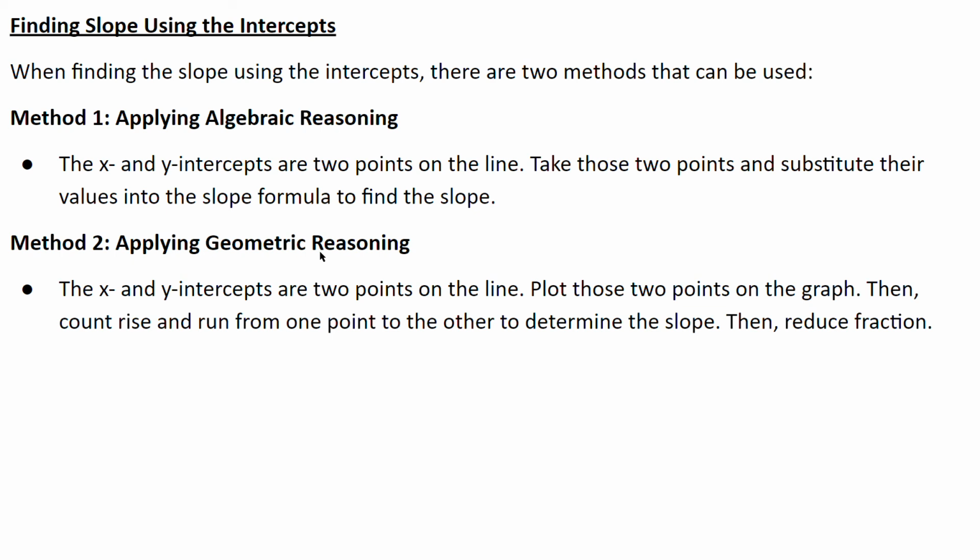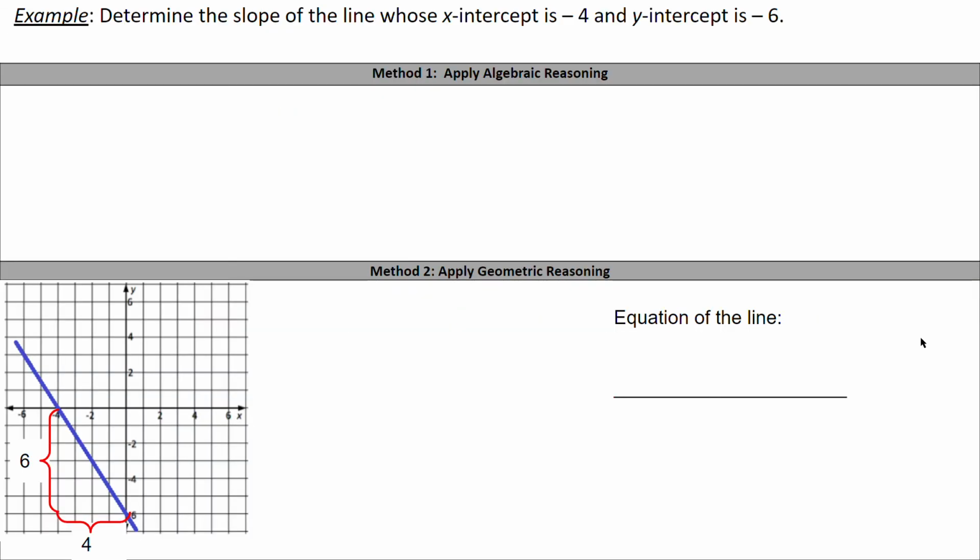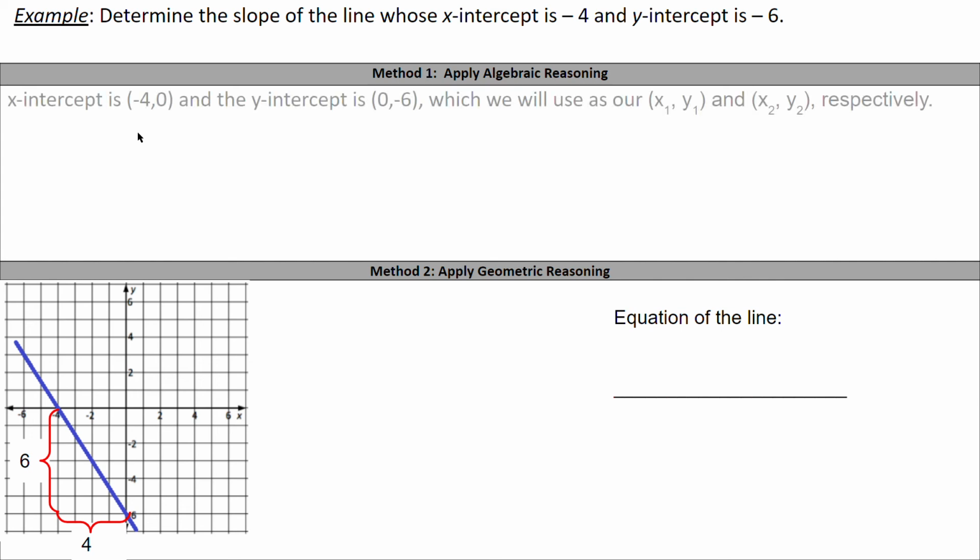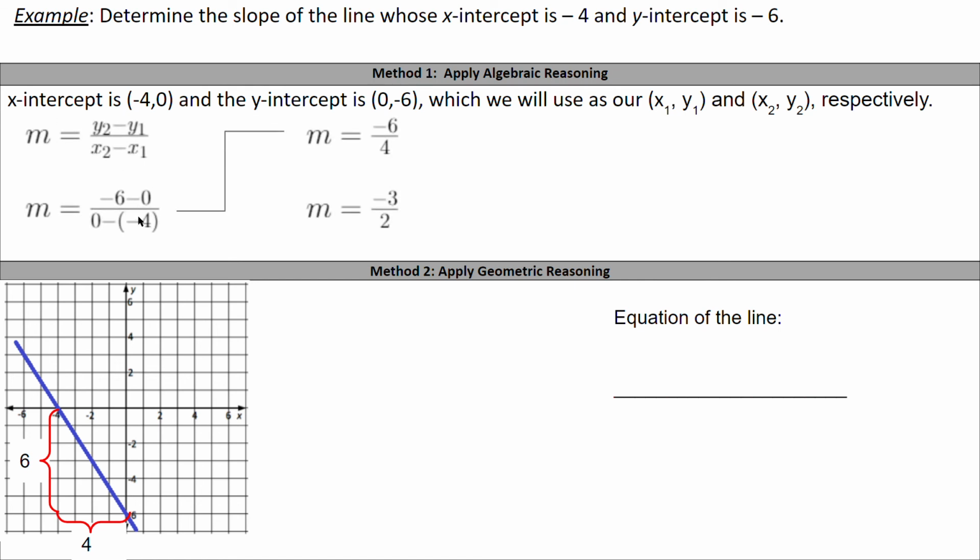Or we can use the geometric reasoning. Since these are, again, just 2 points on the line, we can plot these 2 points on the graph, then we can count the rise and run from one intercept to the other to determine the slope. Then, if necessary, we can reduce the fraction. So, we want to determine the slope of a line whose x-intercept is -4 and y-intercept is -6. So, we do this. The x-intercept is (-4, 0), and the y-intercept is (0, -6), which we will use as our x1, y1, and x2, y2. And then we'll calculate. Using the slope equation, we see that the slope is -3/2.